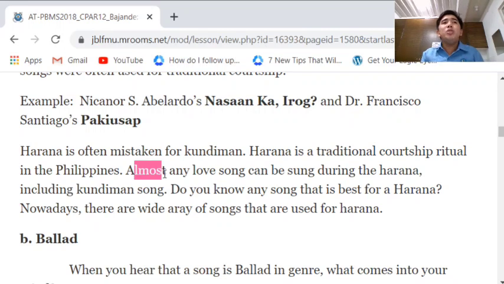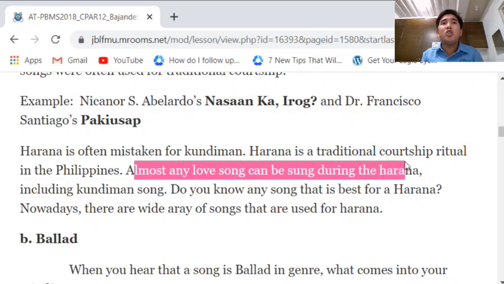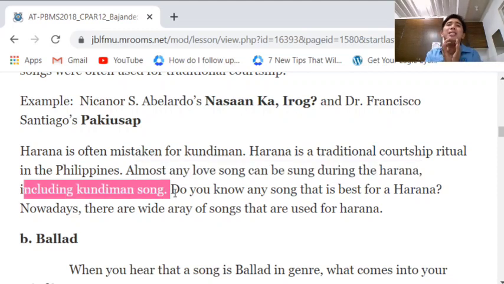Almost any love song can be sung during the harana, including kundiman songs. So, class, when you do a harana, you are not confined or limited to singing only kundiman songs. You can sing pop songs, pop music, even rock. Whoever you are serenading, even if she is a rockstar, you can do harana, class, even with a Metallica kind of song.